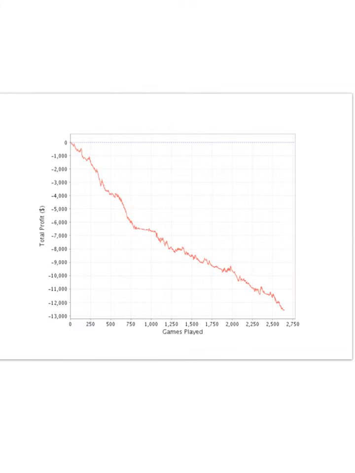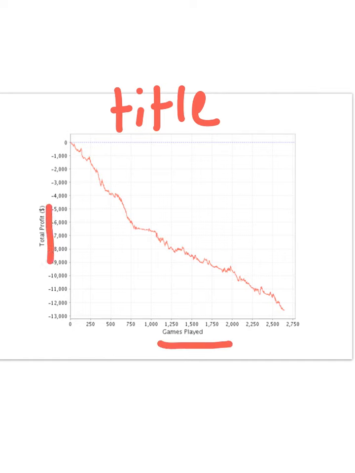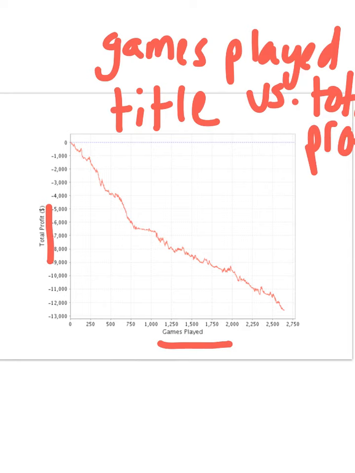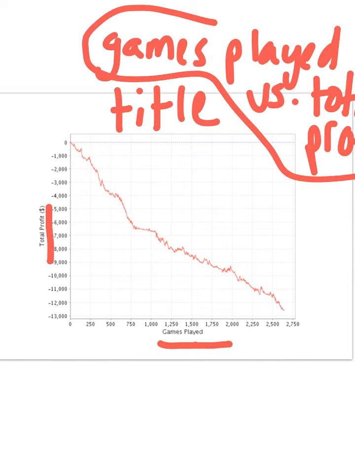Maybe. Okay, here's another line graph. What's bad about this graph? Yep, you said it. It's missing a title. In this case, always good to have your independent and dependent in the title. So you could say games played versus total profit.